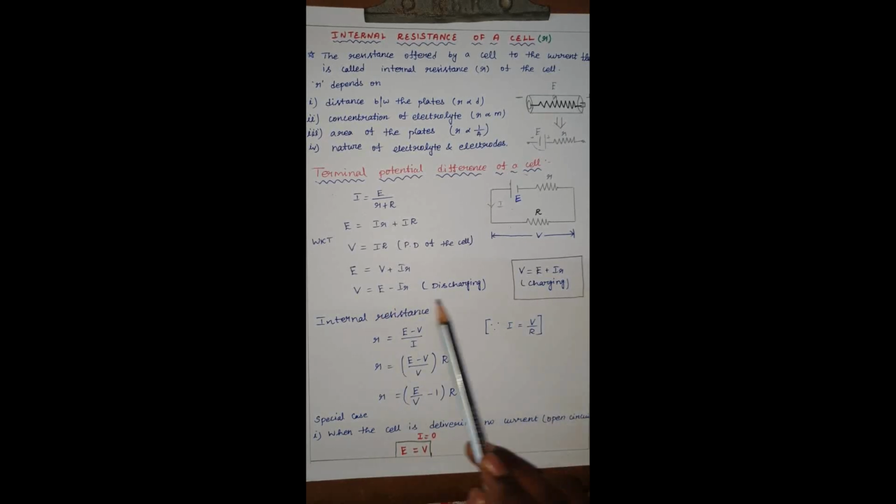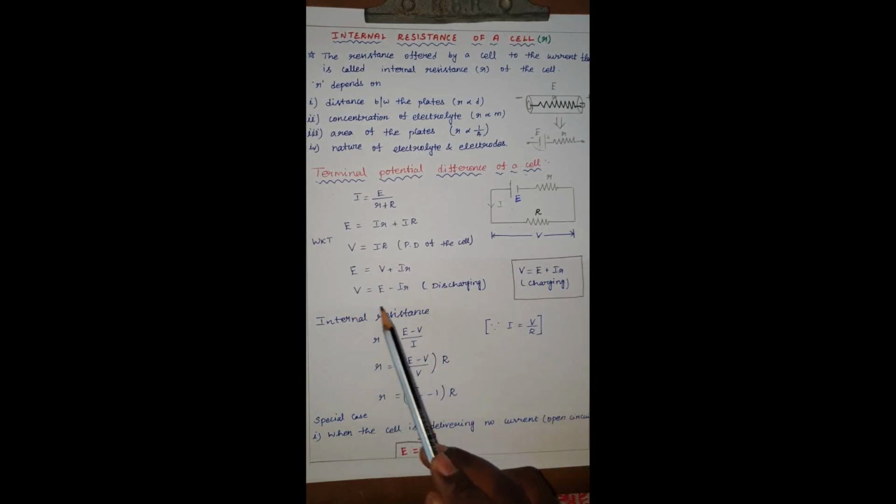So there are two formulas: V is equal to E minus Ir for discharging. Suppose I am using my mobile, that is called discharging, and at that time I get this. Suppose I am putting my mobile on charge, then in the charging condition we take V is equal to E plus Ir.